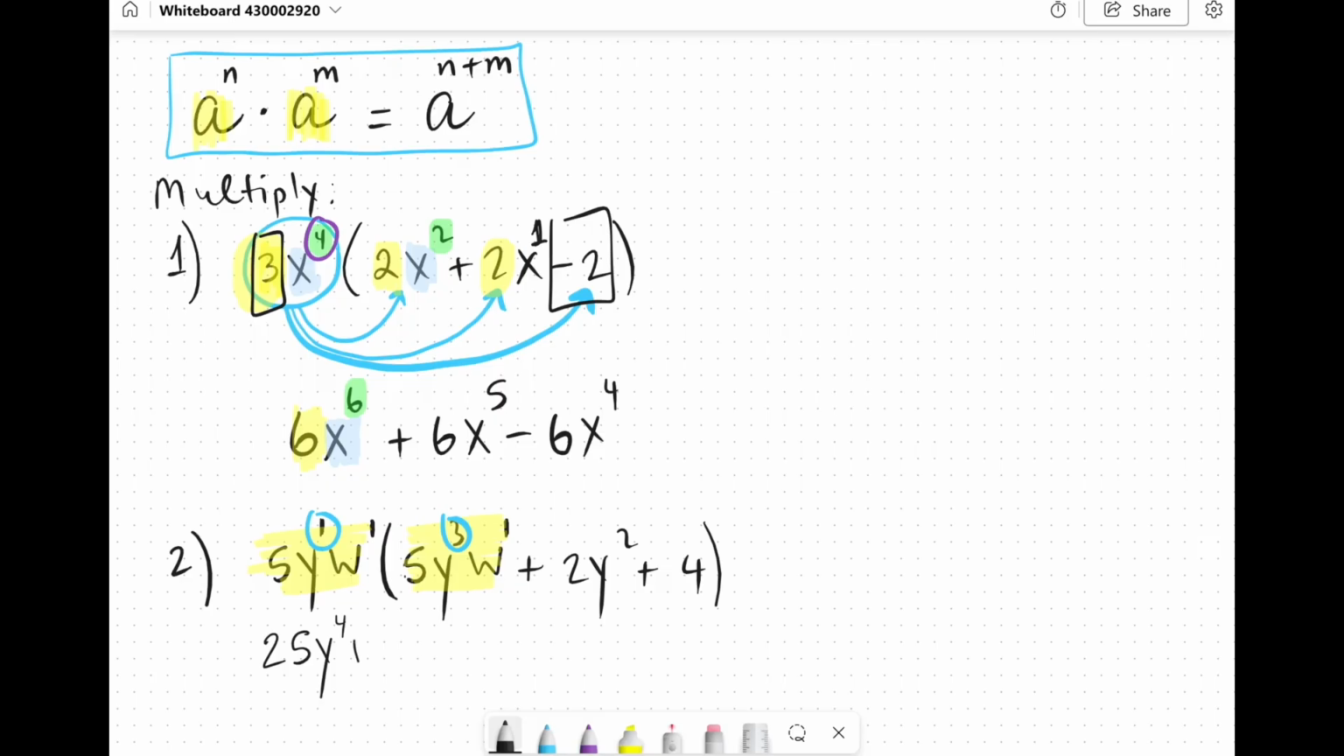And then the w will have the power of 2 because I'm adding this 1 and this 1. Now I will multiply 5yw, that is still in the front, by this 2y to the second. So 5 times 2 will make me a positive 10. Y to the first, so this power of 1, and y to the second will multiply to y to the third. And then the w here will stay as w. The final term, all you have to do is multiply this 5 by this 4, since 4 doesn't have any letters, so plus 20yw.